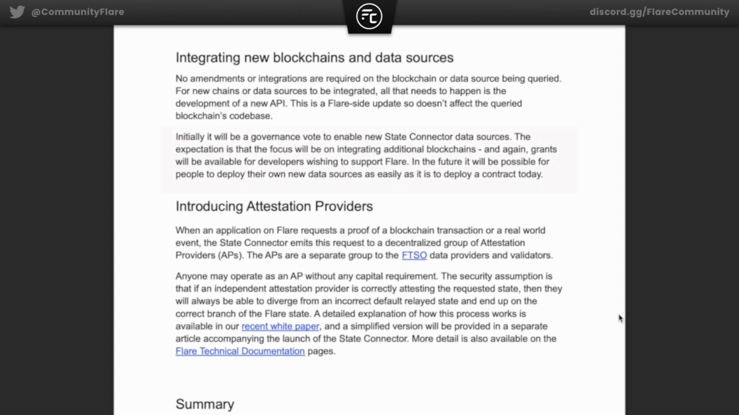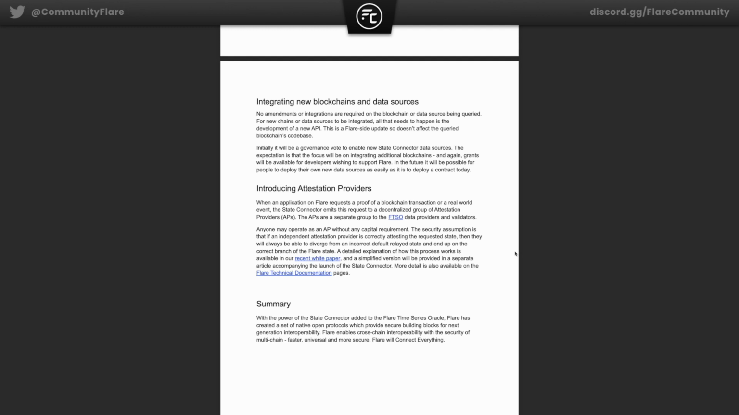Initially, it will be a governance vote to enable the new state-connected data sources. The exception is that the focus will be on integrating additional blockchains, and again, grants will be available for developers wishing to support Fleur. In the future, it will be possible for people to deploy their own new data sources as easily as it is to deploy a contract today. And, you know, this is something which I think will rapidly expand the growth of the Fleur ecosystem, allowing developers to directly build onto the network themselves. And it's going to be really interesting to see this acceleration in adoption once people really do start to understand just how many novel protocols and ideas that the Fleur team are bringing.